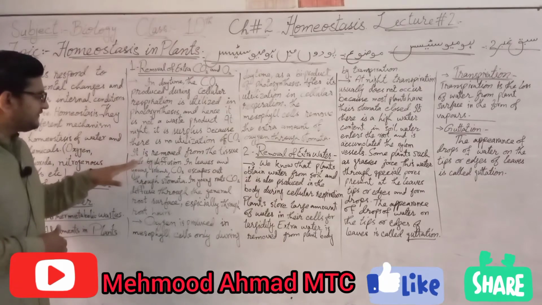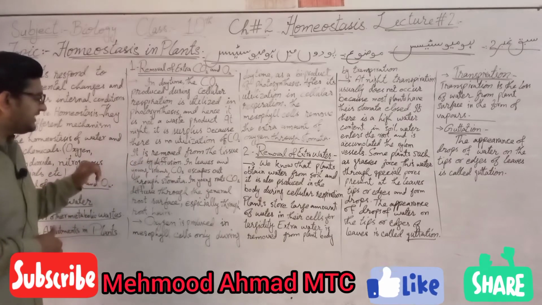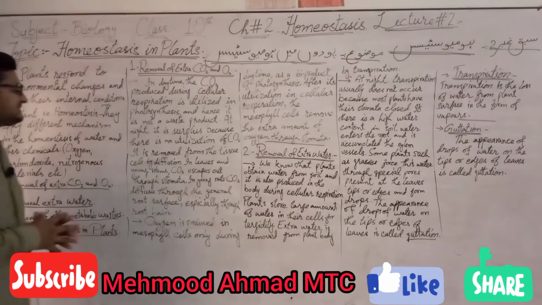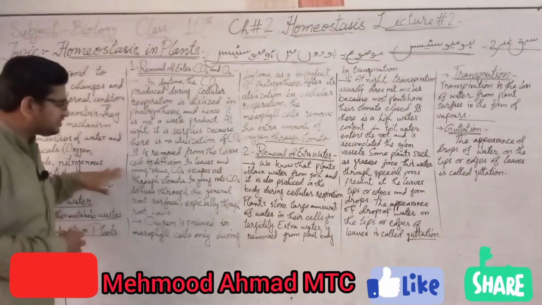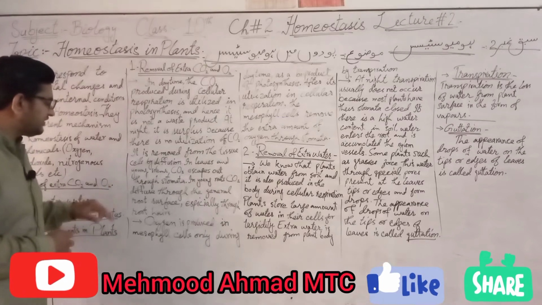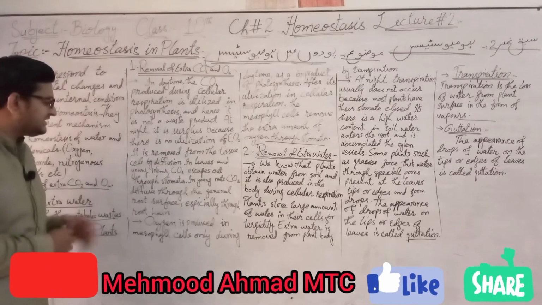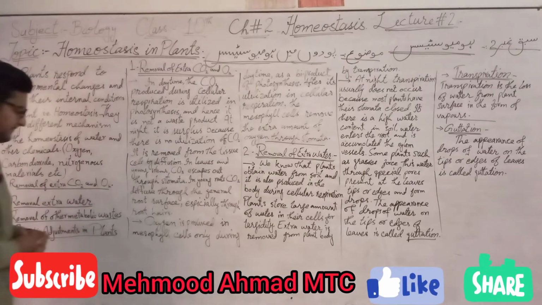It is removed from the tissue cells by diffusion. In leaves and young stems, carbon dioxide escapes out through stomata. In young roots, carbon dioxide diffuses through the general root surface, especially through root hairs.